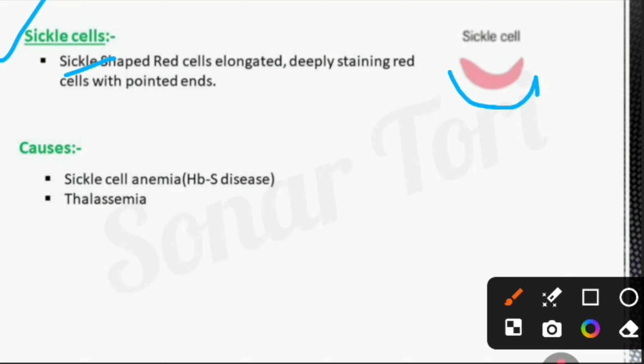Another type of poikilocytosis is sickle cell, where sickle-shaped red blood cells are found, which are elongated and deeply stained red blood cells with a pointed end. The causes of sickle cells are sickle cell anemia, also called HbS disease or hemoglobin S disease, because hemoglobin S is a type of hemoglobin present in sickle cell anemia, and another cause is thalassemia.